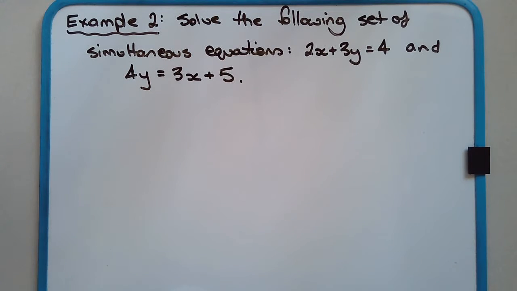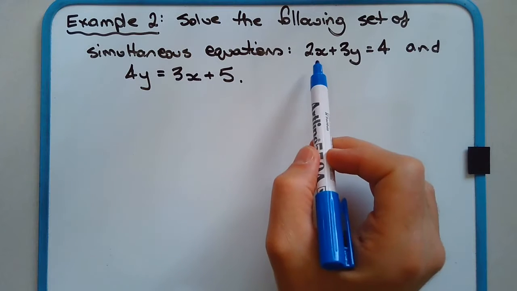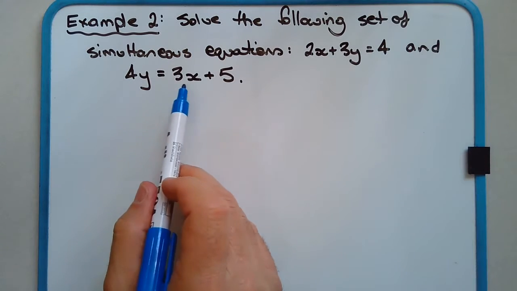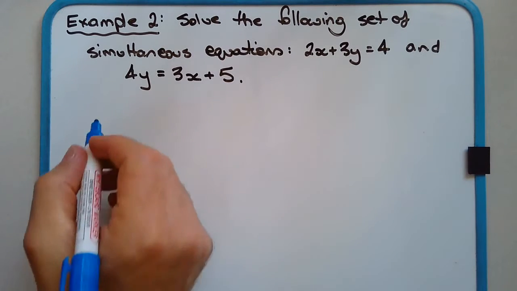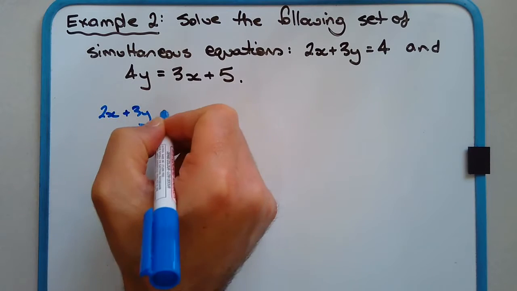Okay, there's most likely some more steps involved compared to the last example. Solve the following set of simultaneous equations. So we have 2x plus 3y equals 4 and 4y equals 3x plus 5. So the first thing we're going to do is write the equations in such a way that the like variables, or the like terms, are lined up one under the other. So let's start off with this equation there. Okay, so 2x plus 3y equals 4.